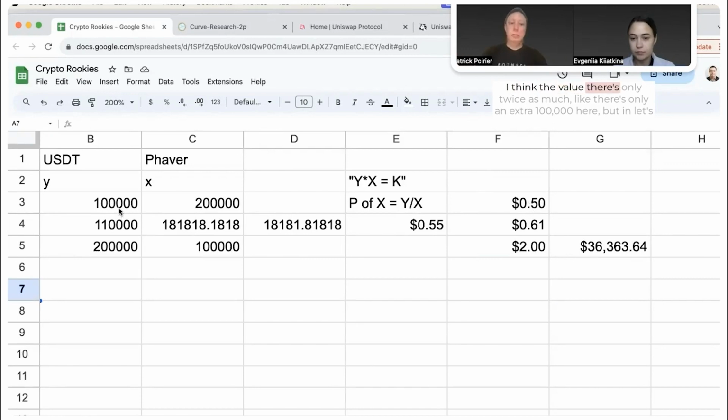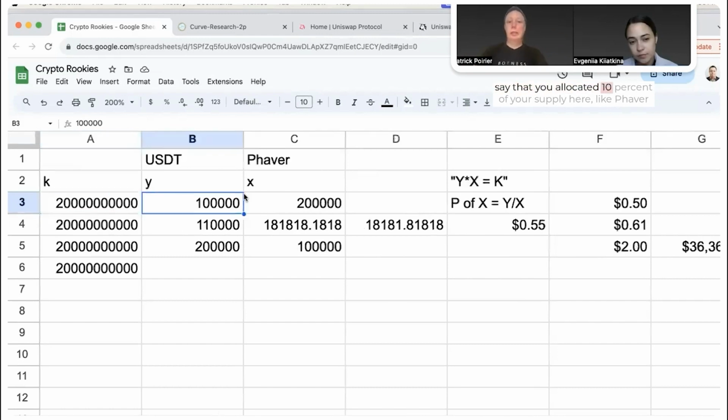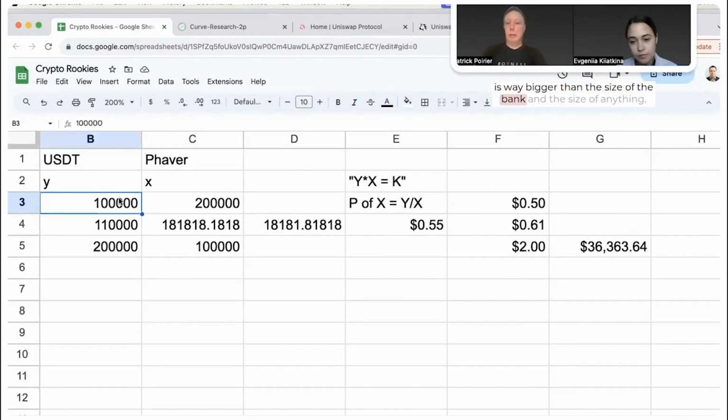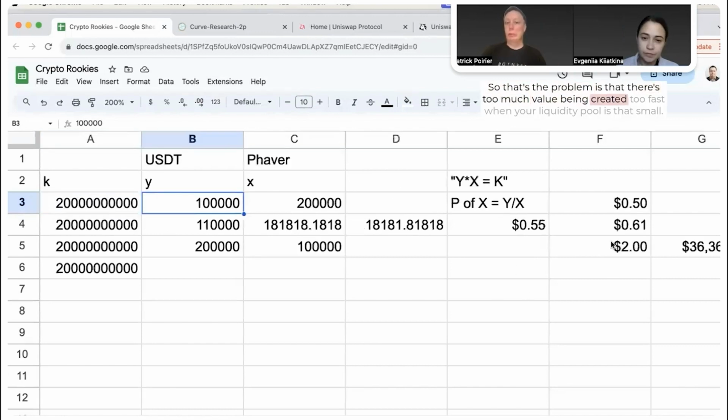I think there's only twice as much, like there's only an extra 100,000 here. But let's say that you allocated 10% of your supply here, like Favor. That means that the entire fully diluted market cap of Favor is way bigger than the size of the bank and the size of anything. So that's the problem, there's too much value being created too fast when your liquidity pool is that small. And that's why a lot of meme coins launch at an extremely small size of liquidity pool, because they want to see the early adopters gaining thousands of percent of growth.